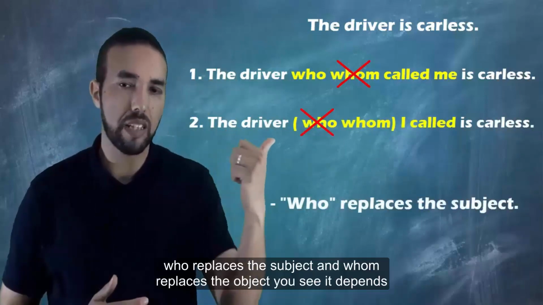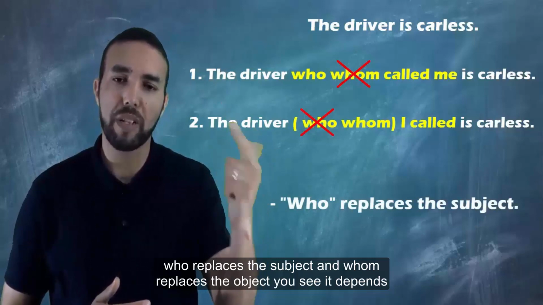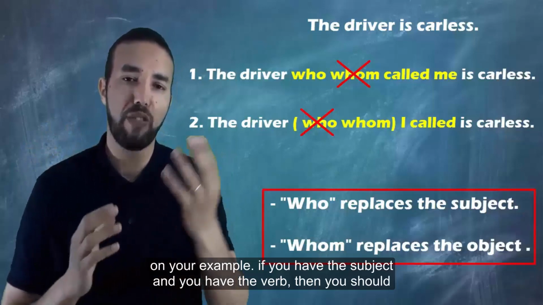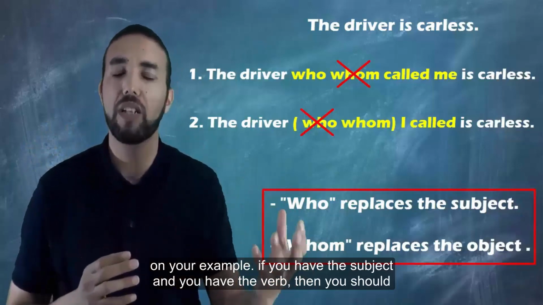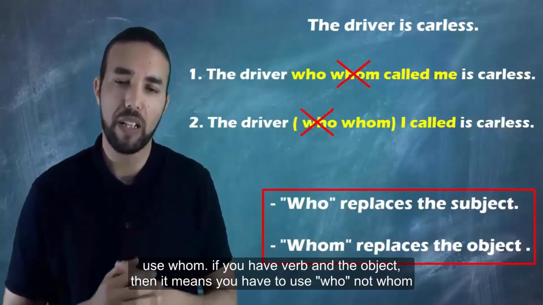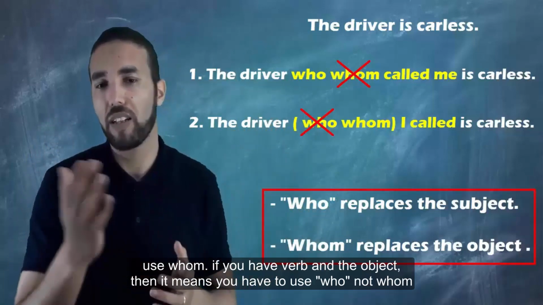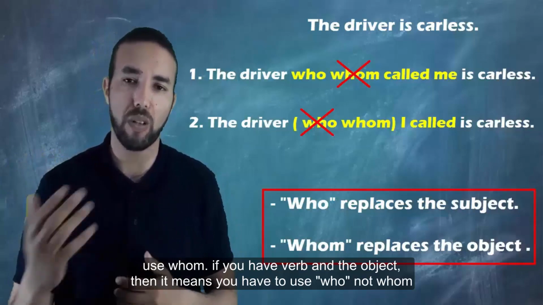So who replaces the subject and whom replaces the object. You see, it depends on your example. If you have the subject and you have the verb, then you should use whom. If you have a verb and the object, then it means you have to use who, not whom.